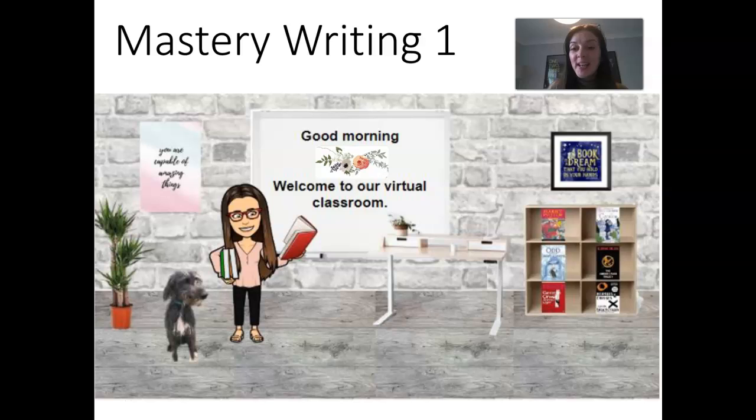I know that Miss Riley has been taking your lessons at the start of this week, and that she will be reading you your story. And then in the last two lessons of the week, you'll be with me and we will be working on our writing skills. So we're aiming for mastery in writing.